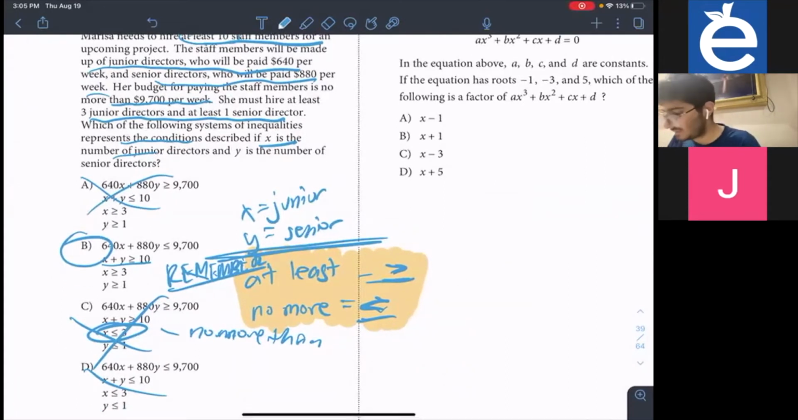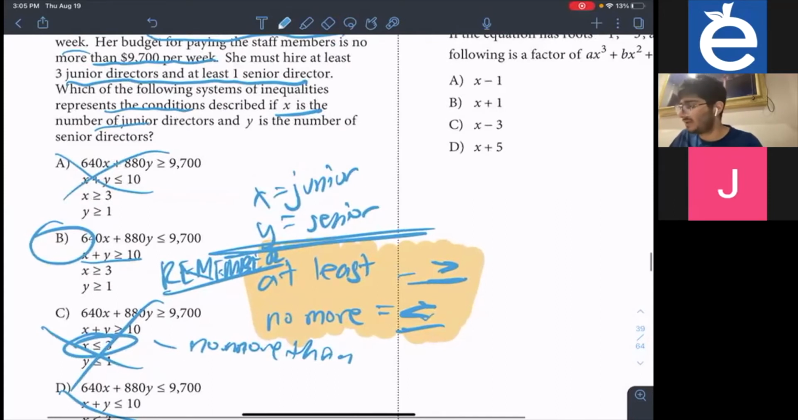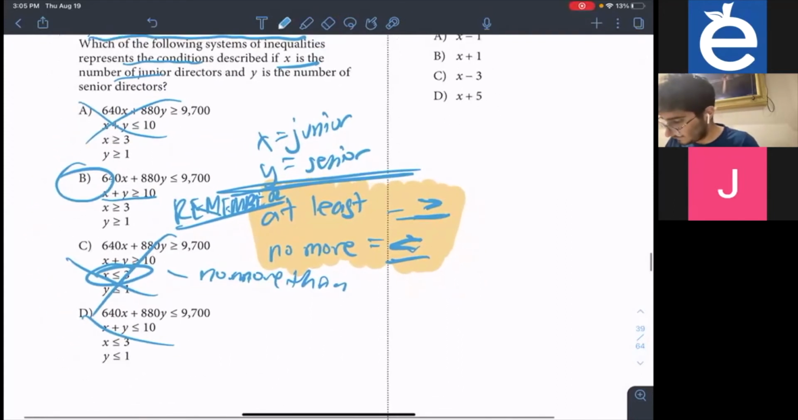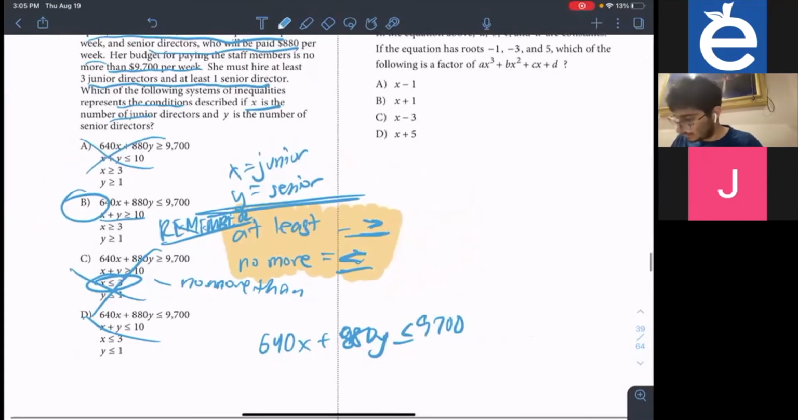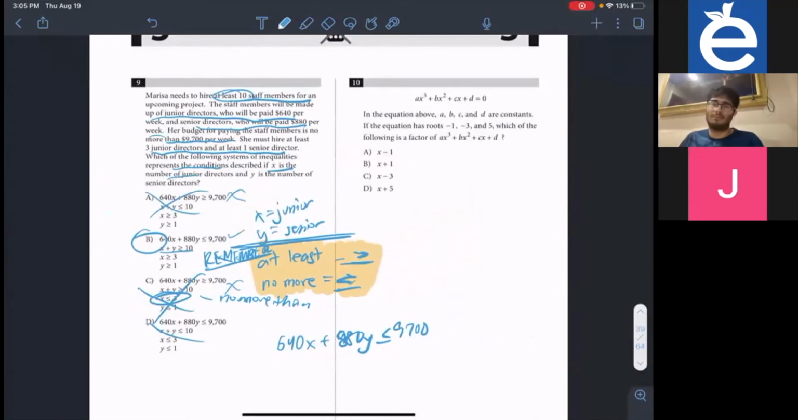We could also use the first equation where it was no more than, so it had to be 640x, because that's the juniors, and then 880y for the seniors, no more than 9,700. So this one works out, this one doesn't, and this other one didn't work because it was no more than for the total staff members, when it should be at least. So our answer is choice B for question 9.